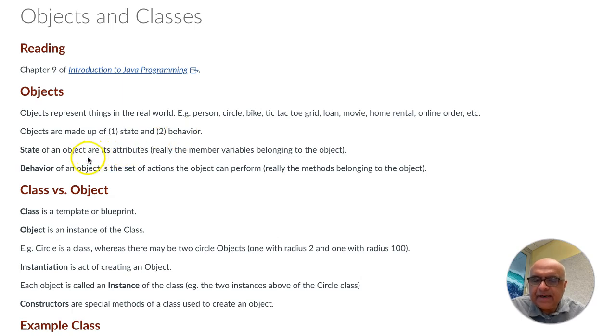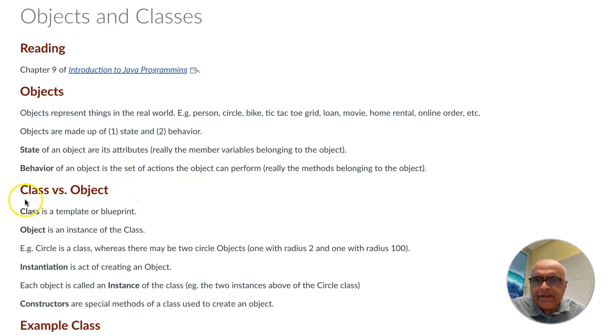The state of an object is its attributes, so these are the member variables of the object. Behaviors are the actions that an object can perform, and these are really the methods of the object.